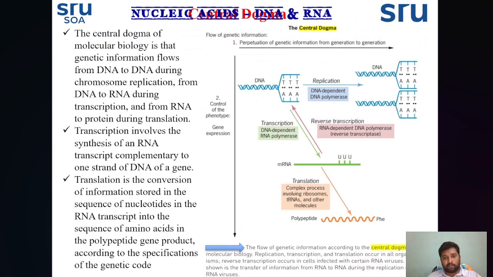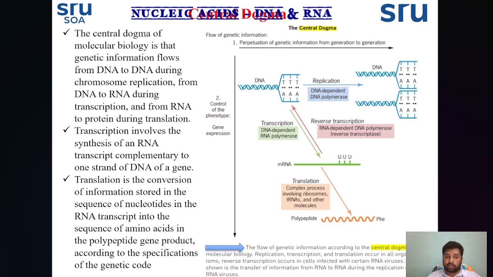Central dogma, a very important topic. We have to learn about the central dogma. Here, the flow of genetic information is of two types. One is the perpetuation of genetic information from generation to generation, and second is the control of the phenotype, nothing but gene expression. In 1958, Crick proposed that the information present in the DNA is transferred to RNA, and then from RNA it is transferred to proteins in the form of amino acid sequence.